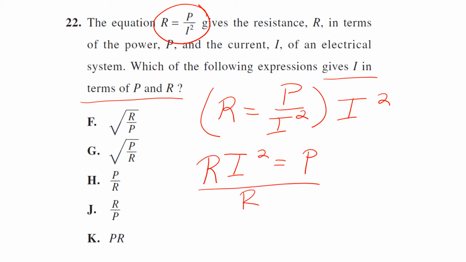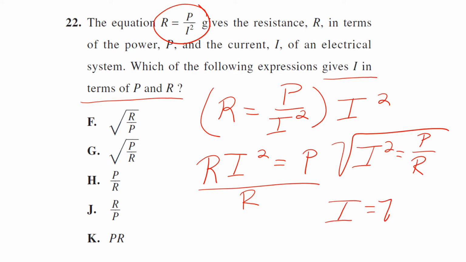I get I squared equals P over R. And now I'm going to take the square root of all of this, to get rid of my square. So I get I equals the square root of P divided by R. And so that's going to be choice G.